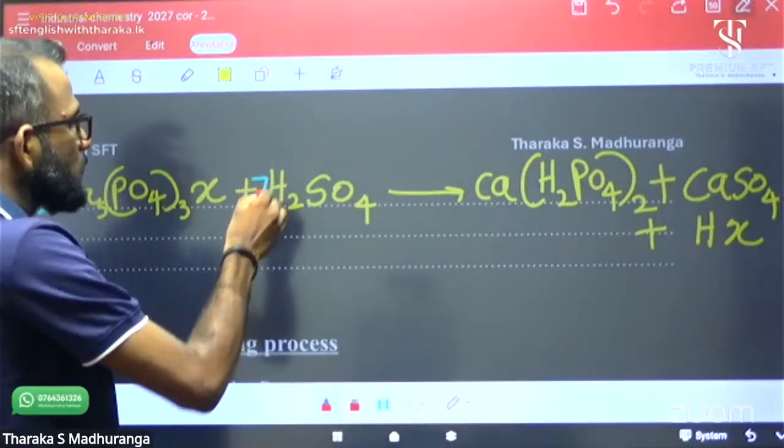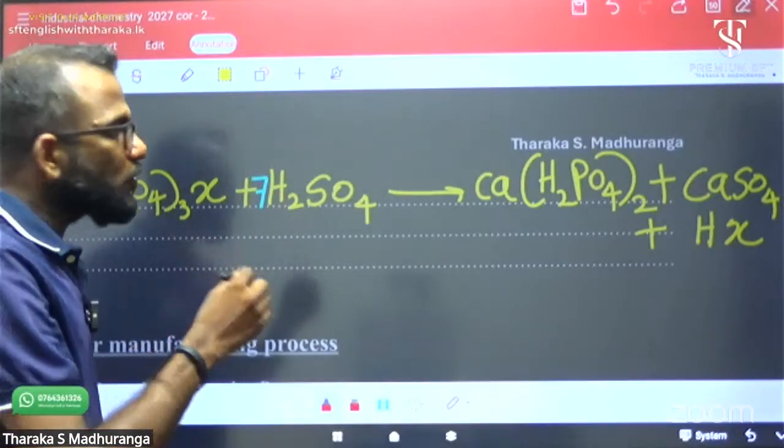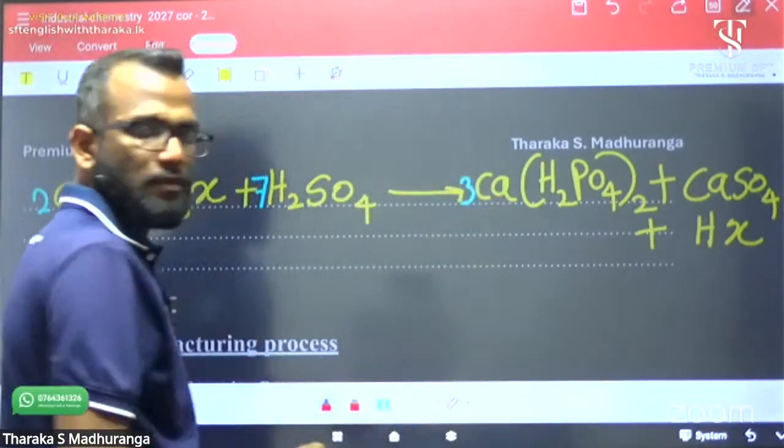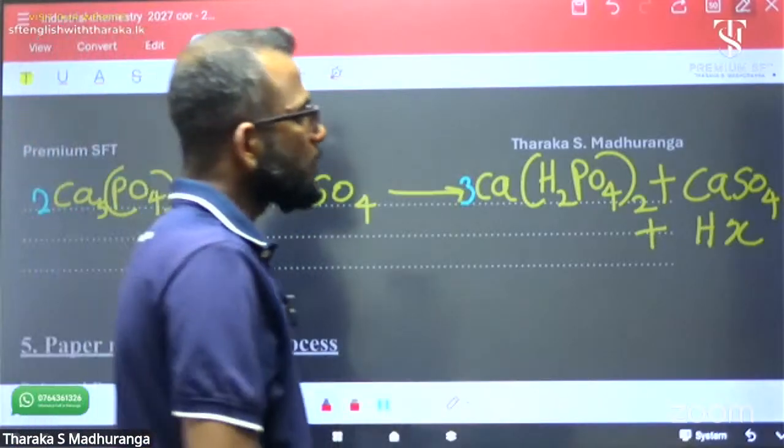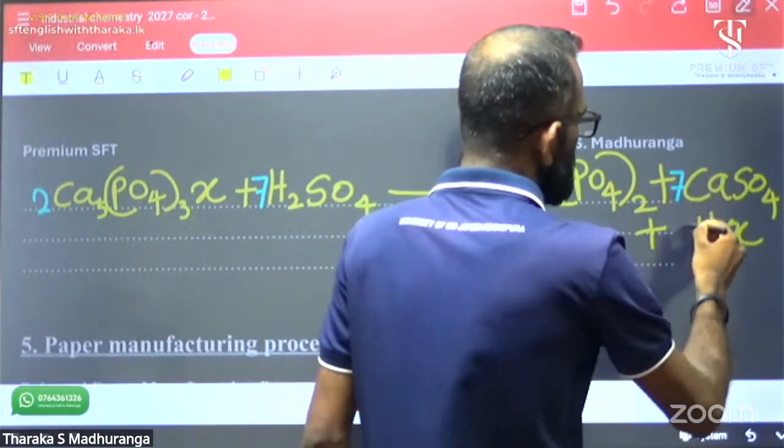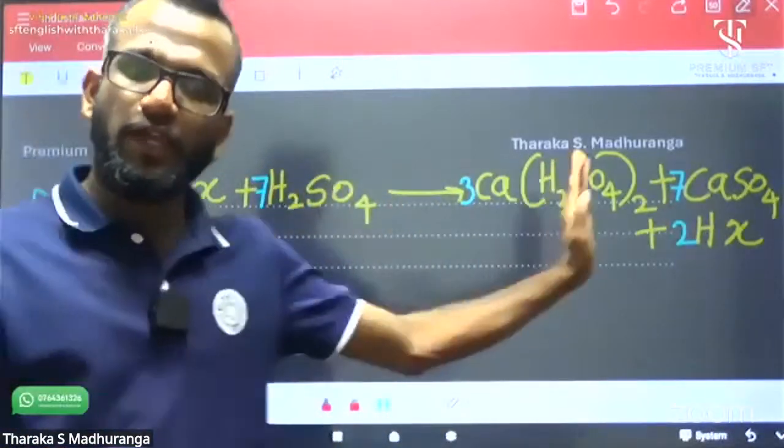The balanced stoichiometric values are 3, 7, 2. Okay, this is the acidification reaction.